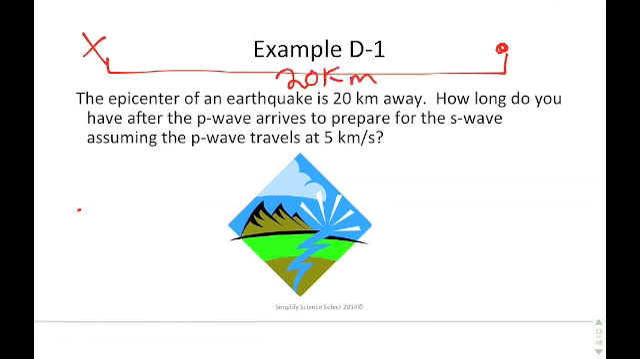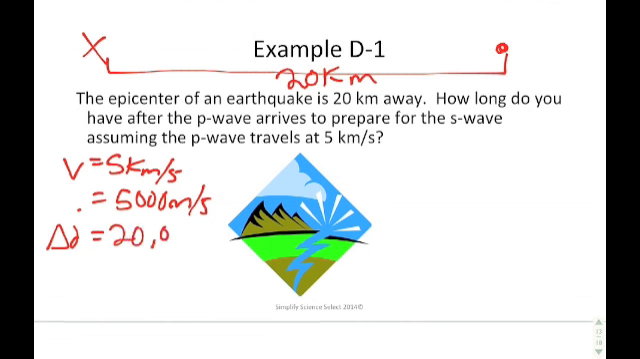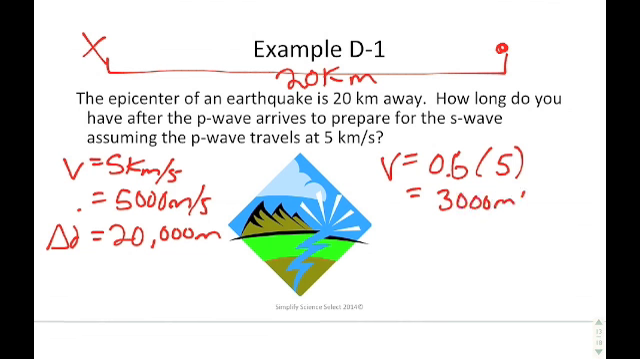Now, both waves have to travel the 20 kilometers. The first wave is the P wave, and it travels at 5 kilometers per second, or 5,000 meters per second. It has to travel a displacement of 20,000 meters. The second wave is going to have a velocity 60% of that. So it's going to be 60% of the 5 kilometers per second, or 3,000 meters per second. And it is going to travel the same 20,000 meters.